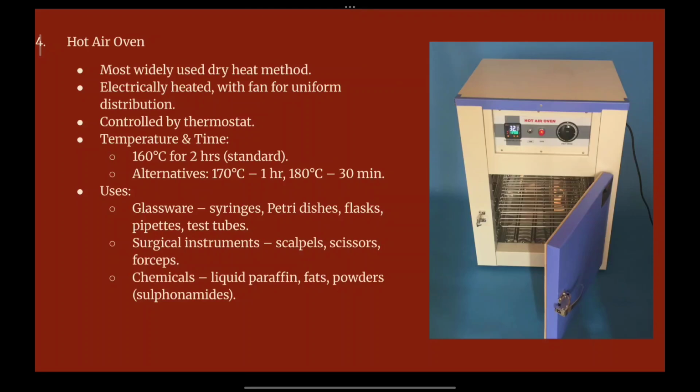So a thermostat is the one which can control the temperature at a certain period of time. The same temperature is kept constant, controlled by a thermostat. Here the temperature is usually around 160 degrees Celsius for 2 hours. That is a standard temperature and is maintained for most of the articles that are being sterilized through dry heat sterilization or hot air oven. Here the alternatives can be around 170 degrees Celsius for an hour or 180 degrees Celsius for 30 minutes.